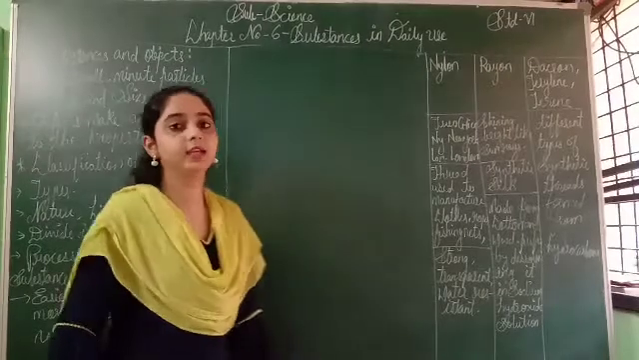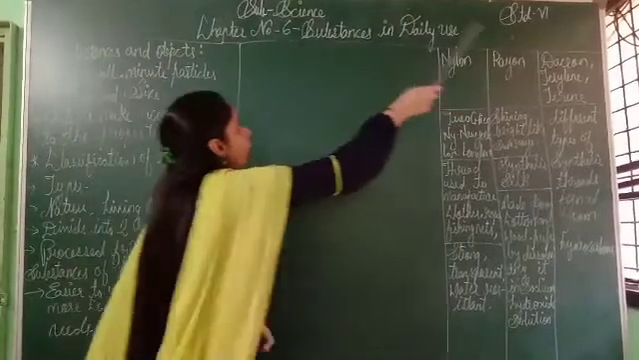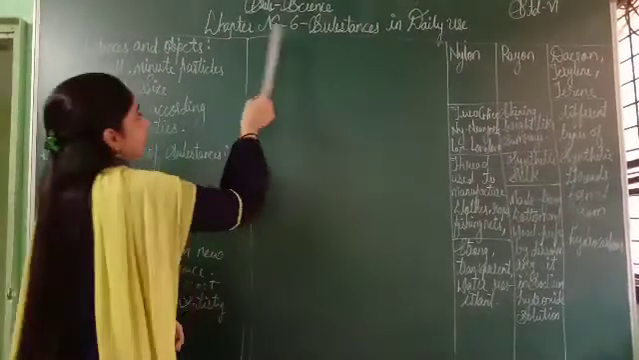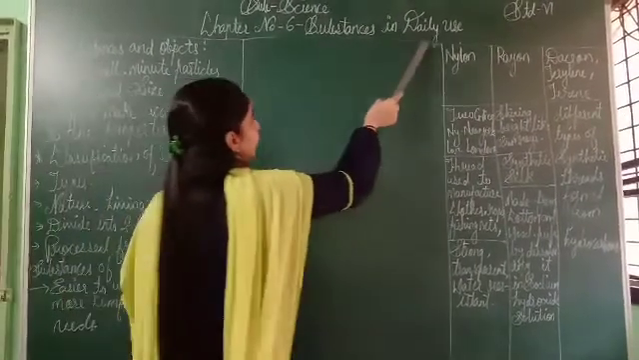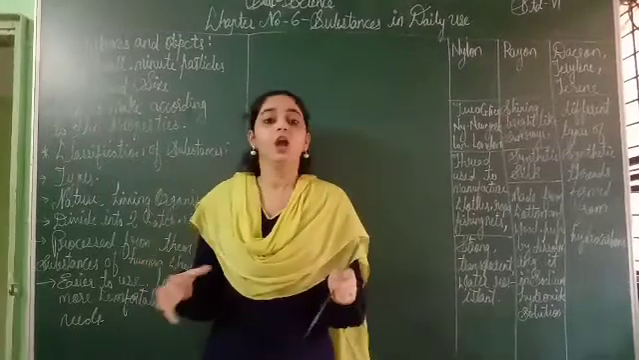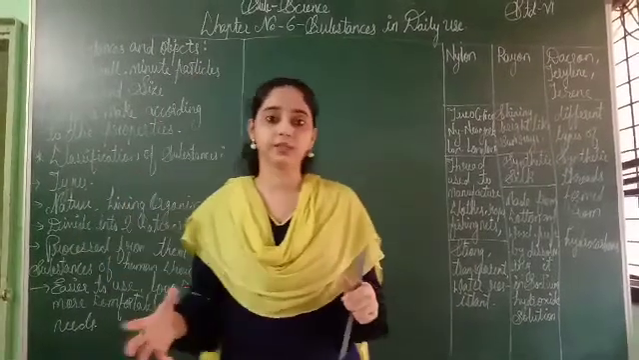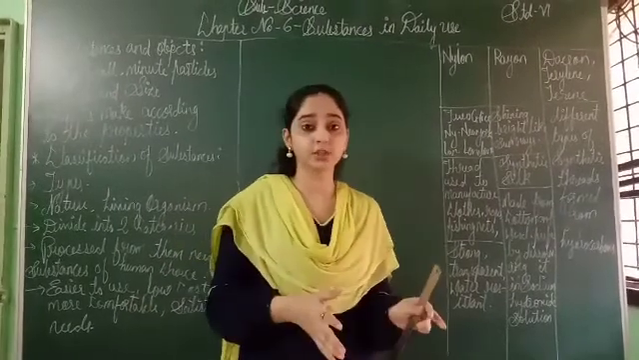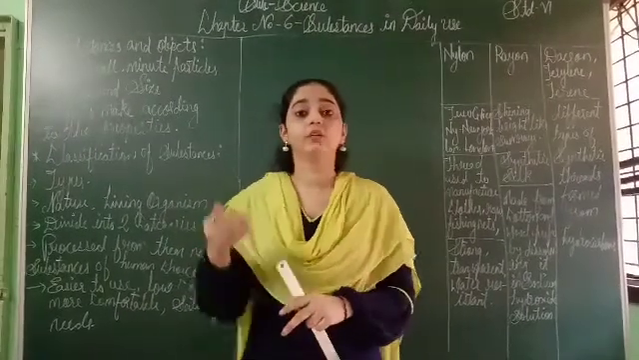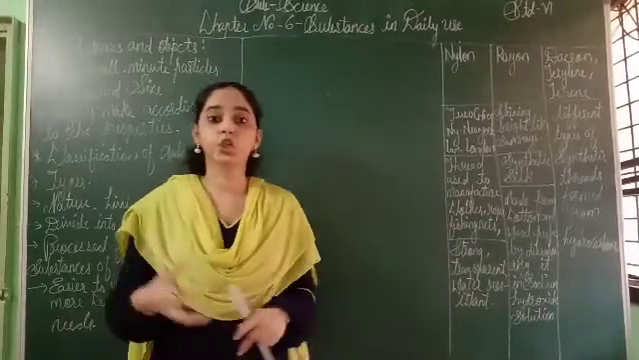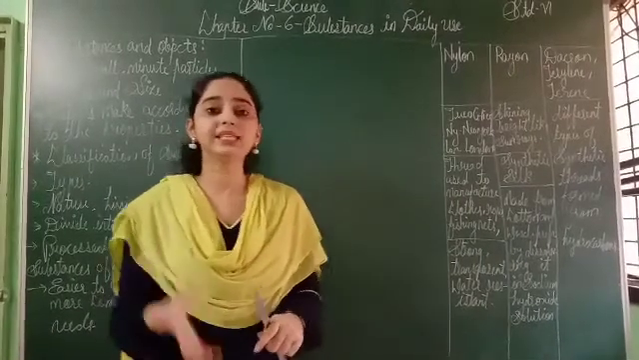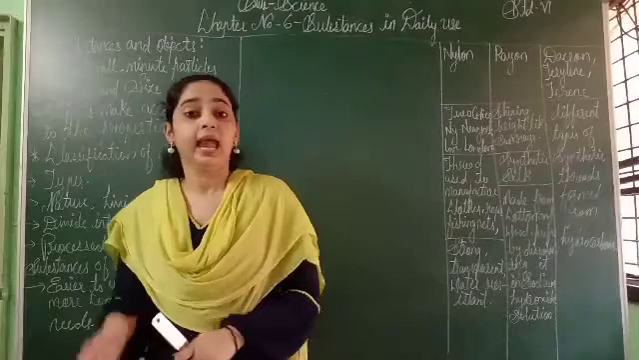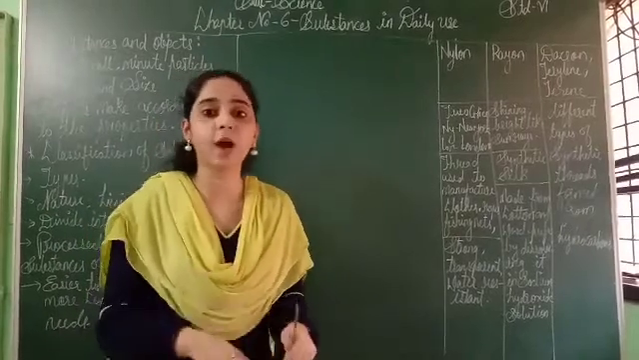Hello everyone, today we'll do the subject science of grade 6 and our chapter number 6 is substances in daily use. Daily we are using different kinds of substances or different kinds of objects. For example, washing machine, mixer grinder, fan, light, chair, tables. These are some examples of objects, and those objects we get from substances.